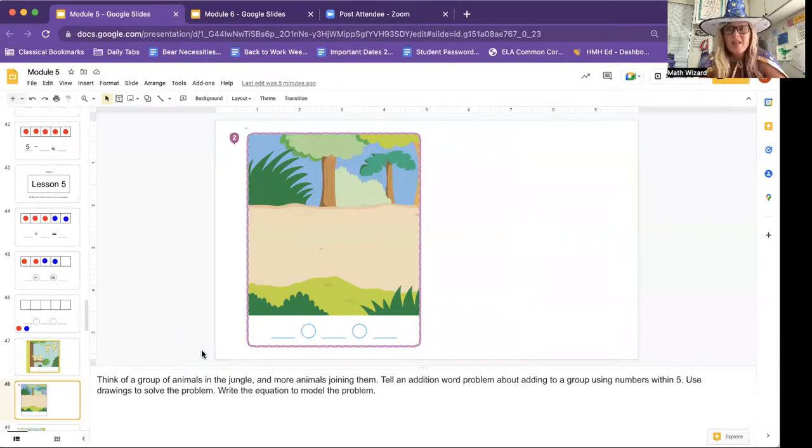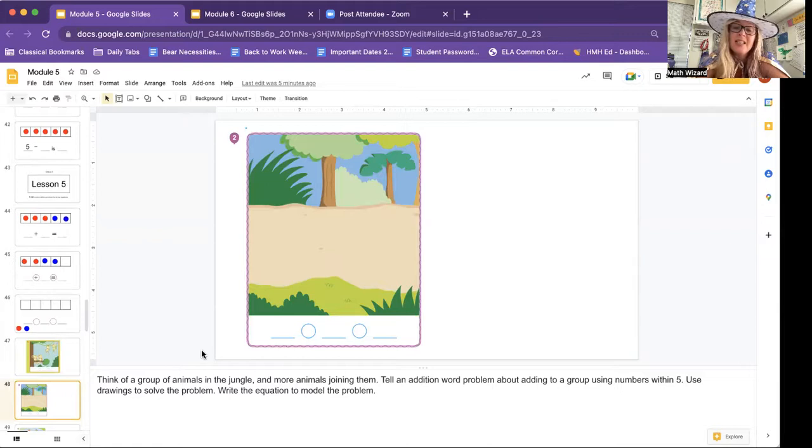That's a whole lot of stuff going on. So let me read it again. You're going to think of a group of animals in the jungle and more animals joining them. Okay, so let's first think of an animal in the jungle. I'm going to say a monkey, because we just saw monkeys. That's the first thing that came to mind. Monkeys in the jungle. And I'm going to think about more monkeys joining them.